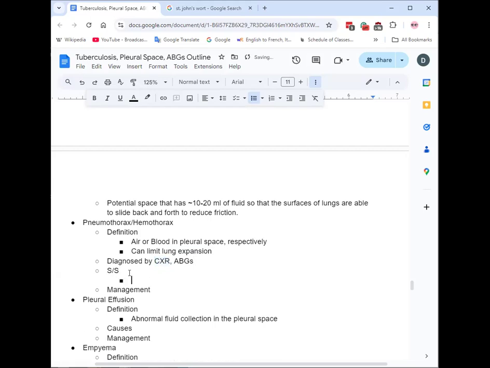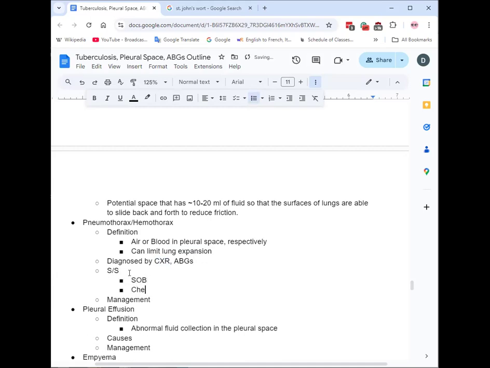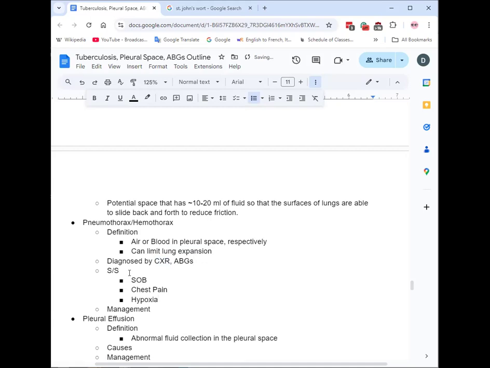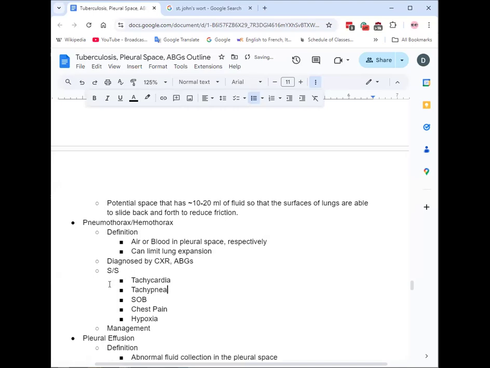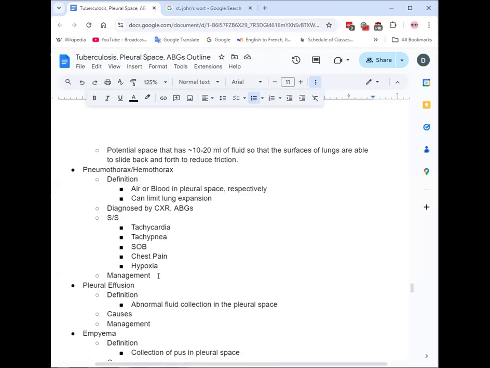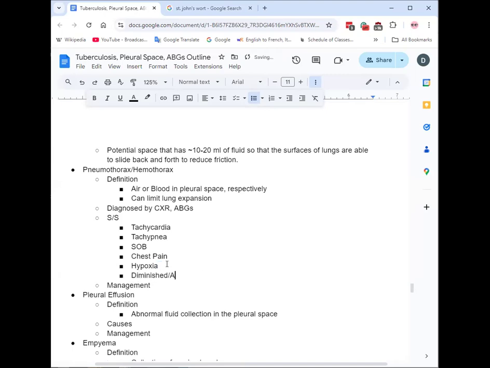And what are your signs and symptoms? This can be really similar to the PE. There's a lot of similar stuff. Shortness of breath for sure, chest pain for sure. Hypoxia, so they're desatting, and compensation: you'll see tachycardia, tachypnea. That's why it's very similar. But the PE will not have hemoptysis. There are some things that you will not see. You can have diminished or absent lung sounds on the affected side.